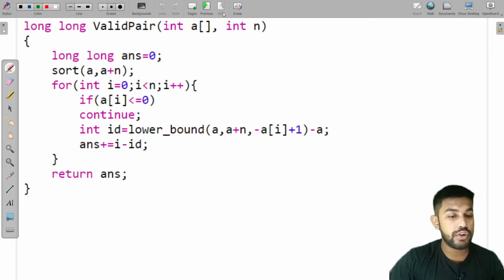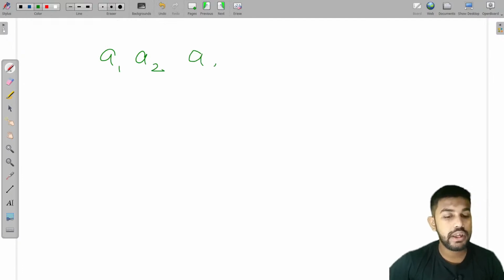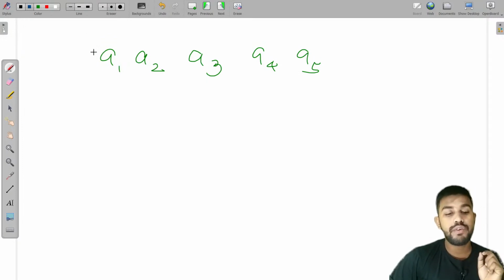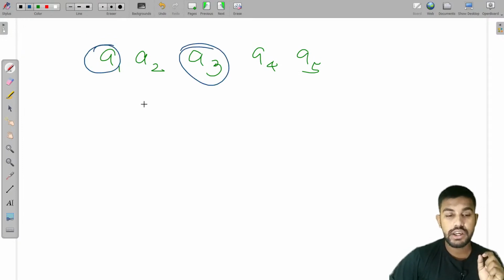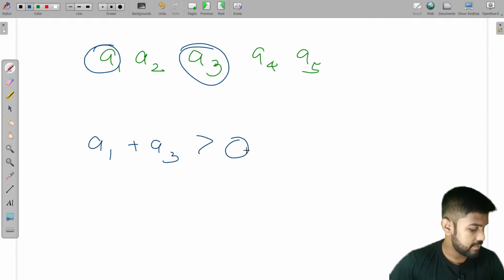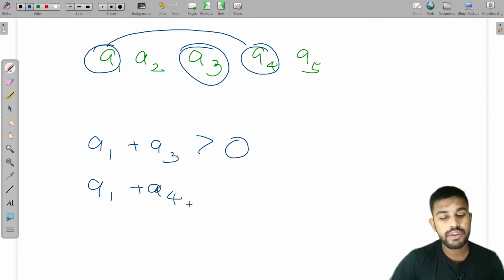So let's move forward with this. Okay, how can we consider this? Suppose we have a1, a2, a3, a4 and a5. So suppose a1 plus a3 is greater than 0. Now again suppose a1 plus a4 is again greater than 0. So a1 plus a4.